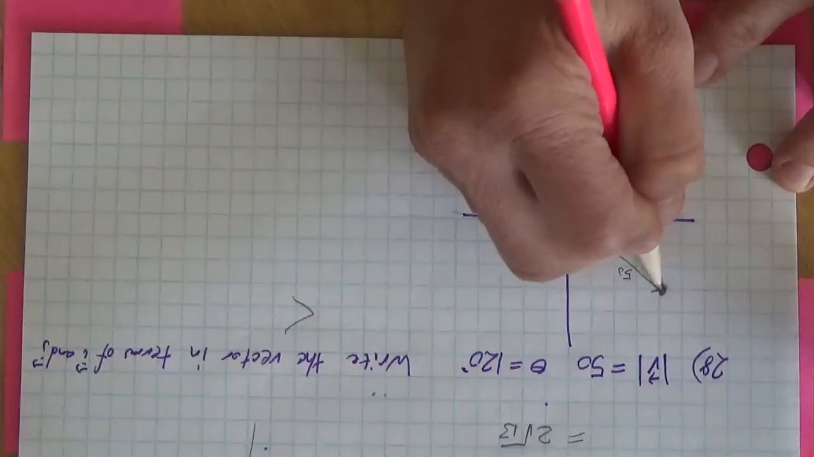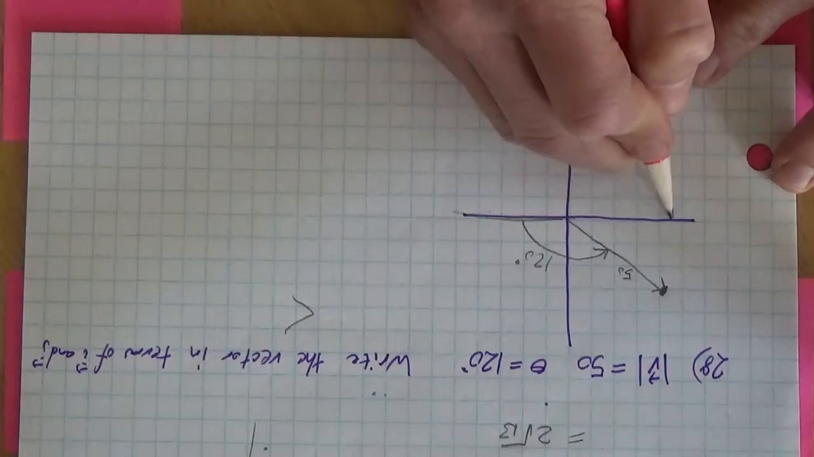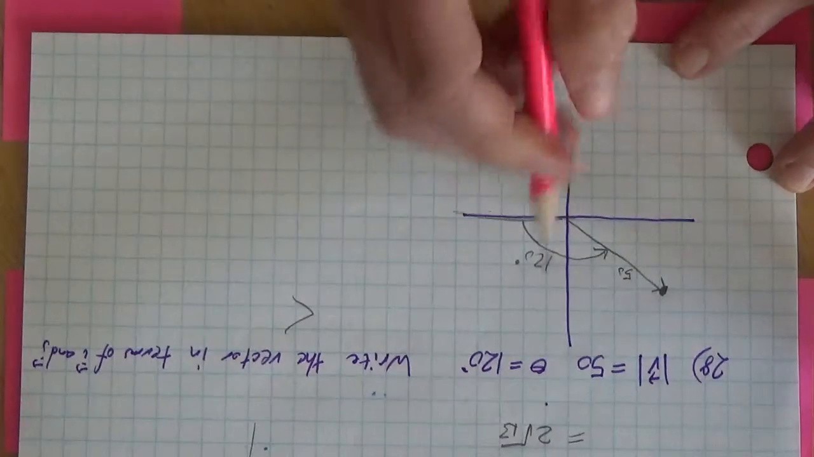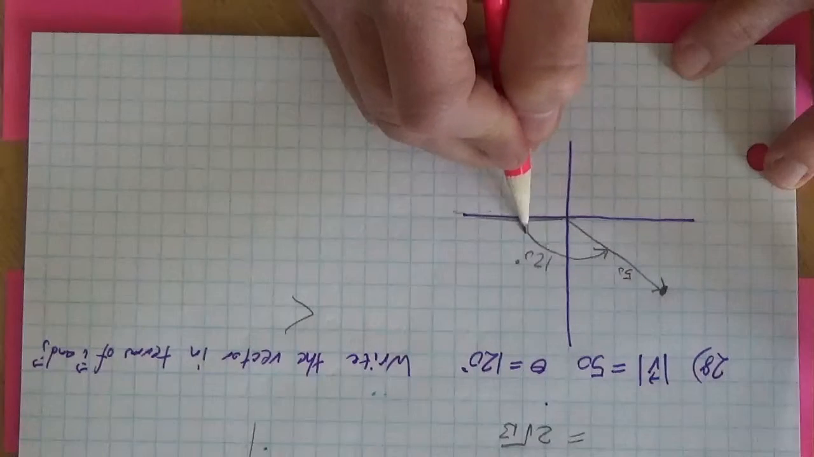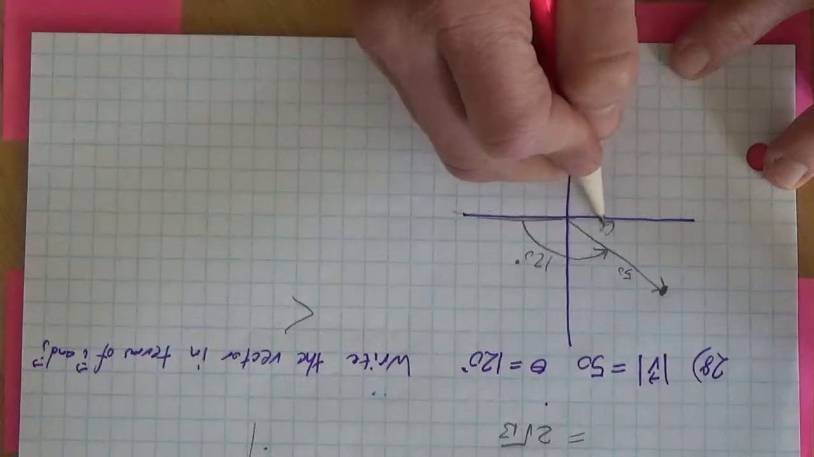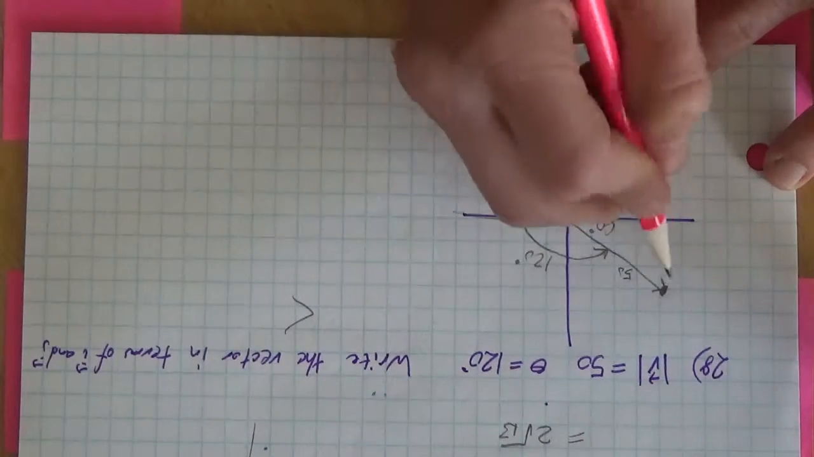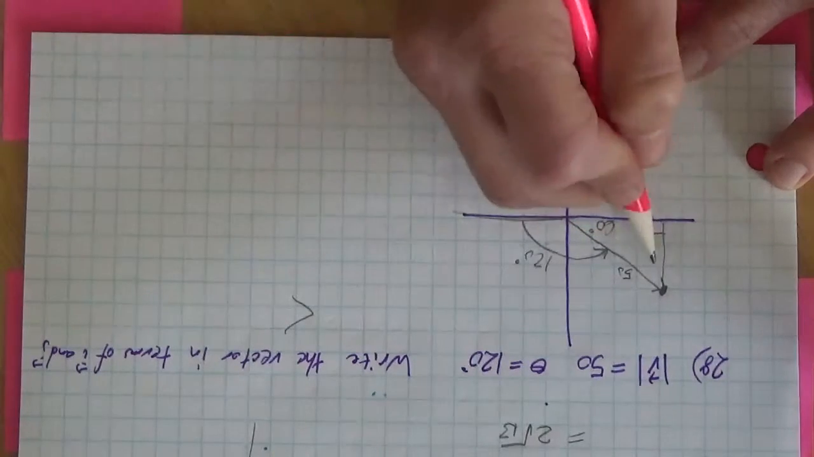We want to know basically what that point is, right? How far left, how far up did it go? And what we're going to use is, hey, look at this. That's 120, that's 60 degrees there. We have a 30, 60, 90 triangle.